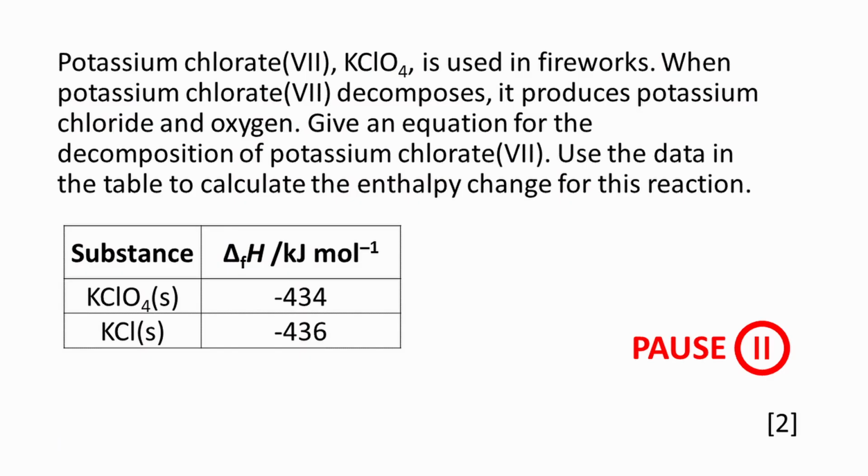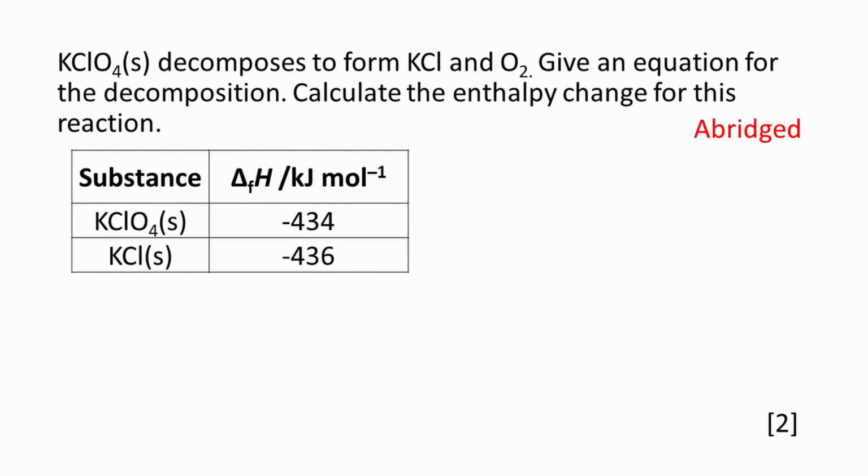Potassium chlorate 7, KClO4, is used in fireworks. When potassium chlorate 7 decomposes, it produces potassium chloride and oxygen. Give an equation for the decomposition of potassium chlorate 7. Use the data in the table to calculate the enthalpy change for this reaction. I've edited the question here, leaving only the essential information.